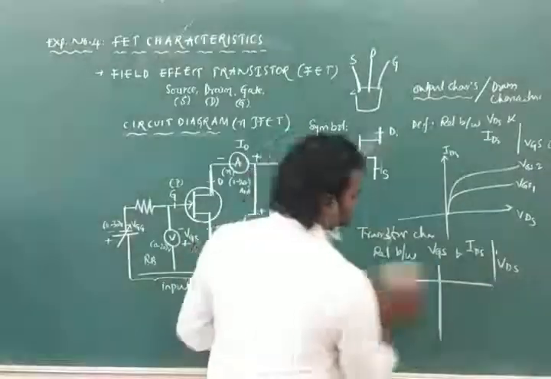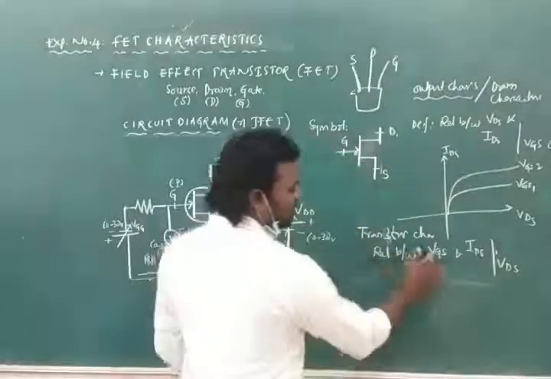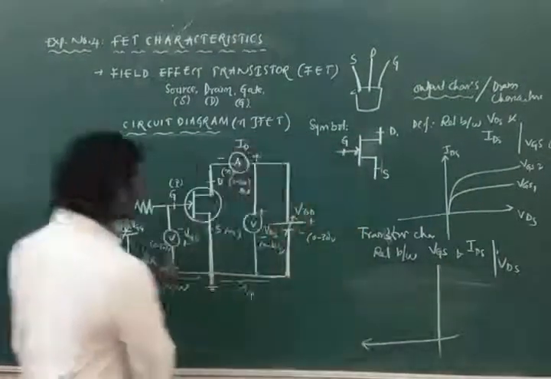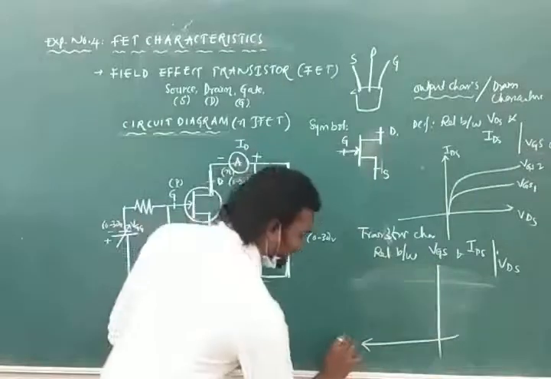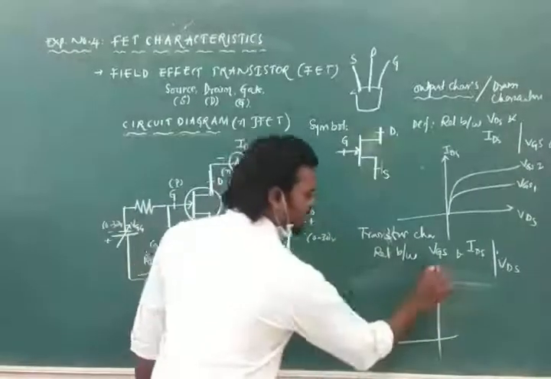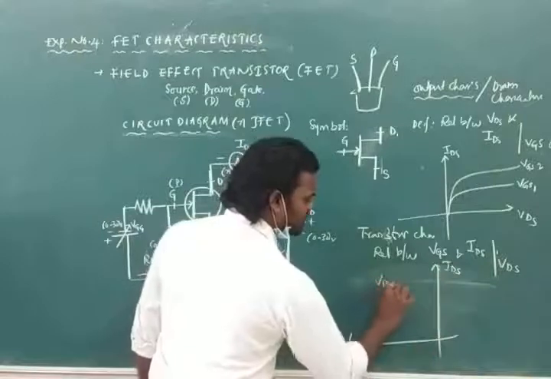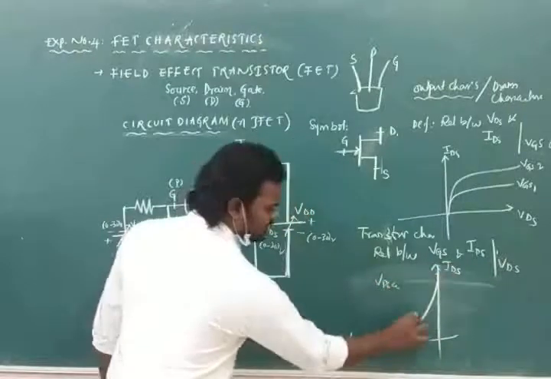You can get the graph. It is a relation between VGS and IDS. VGS is reverse bias, right? VGS is reverse bias means that it is negative. And this is IDS. VDS is constant. So you will get the graph like this.